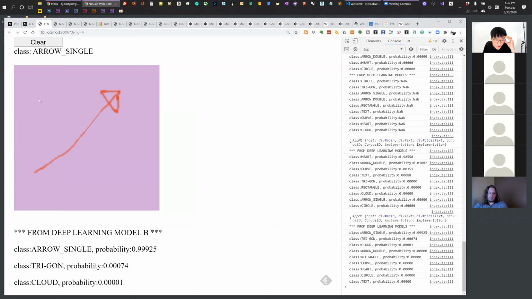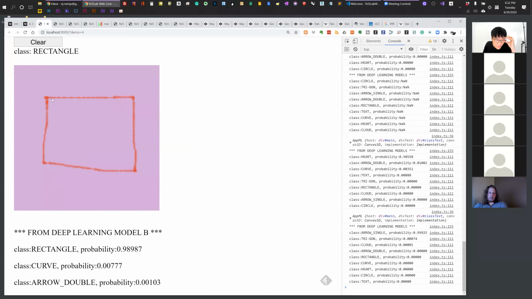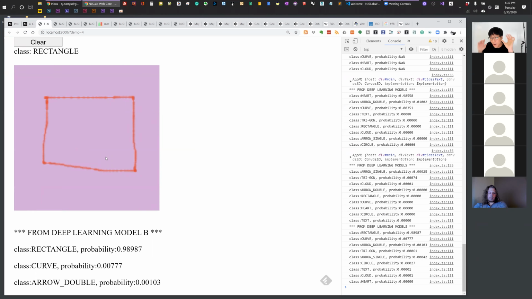And oh yeah, singular row. What else? Maybe a rectangle here, right? Rectangle, yeah. So I simply use TensorFlow, the machine learning things, for training.